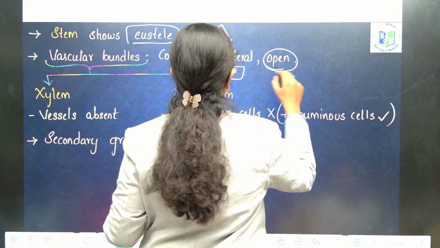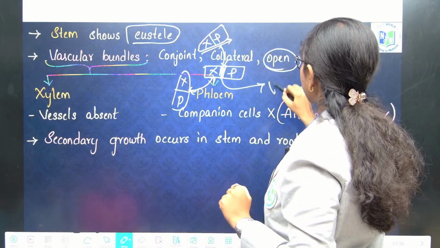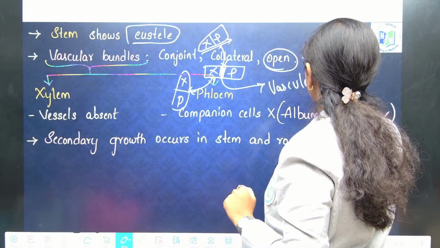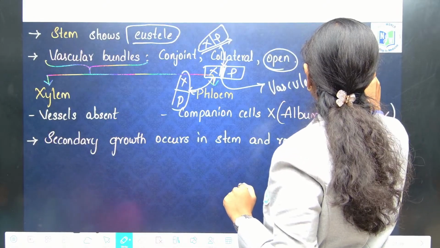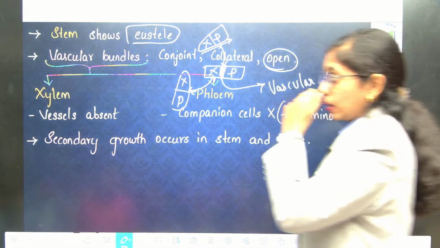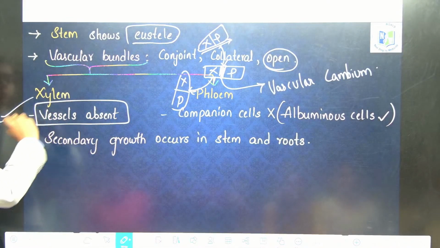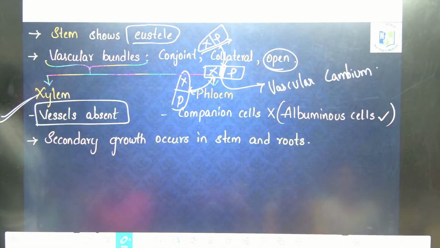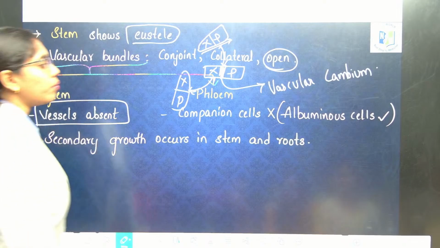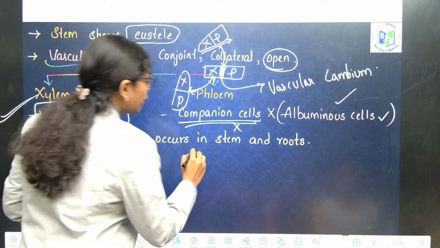Open form of vascular bundles means in between xylem and phloem you have what? Cambium, vascular cambium. So the bundles are conjoint, collateral, and open type. In xylem, what is absent? Vessels are absent. This is a question asked many times. Tracheids, xylem fibers and xylem parenchyma are present, but vessels are absent. In phloem, what is absent? Companion cells are absent. Instead of companion cells, albuminous cells are present. Sieve tubes are absent.